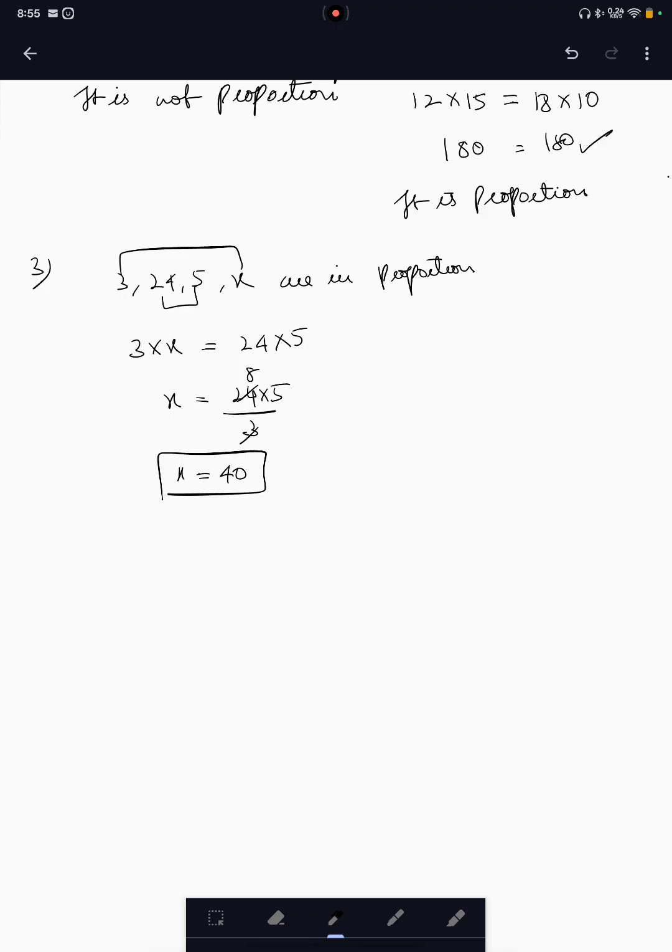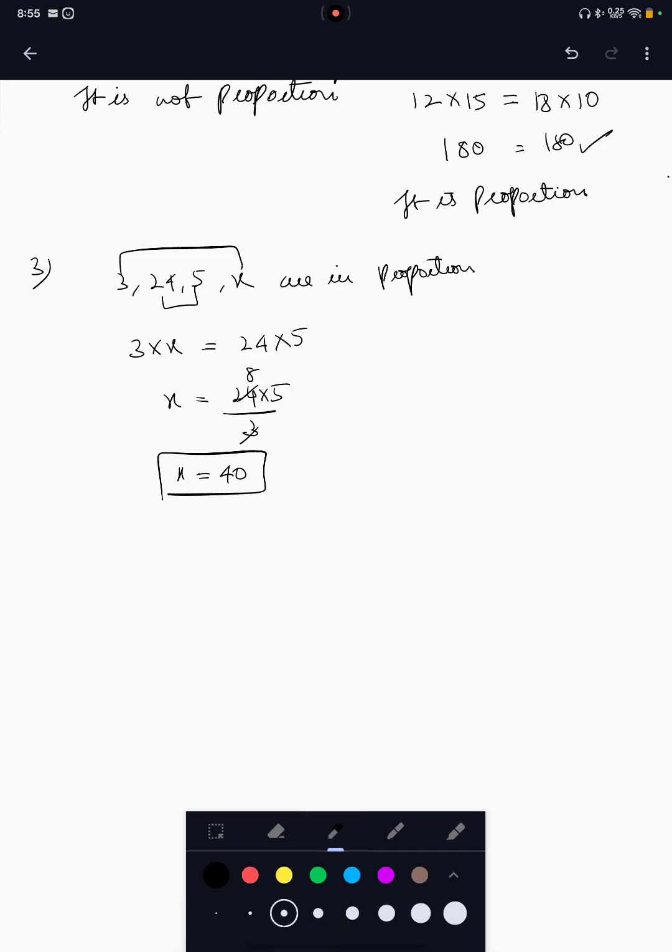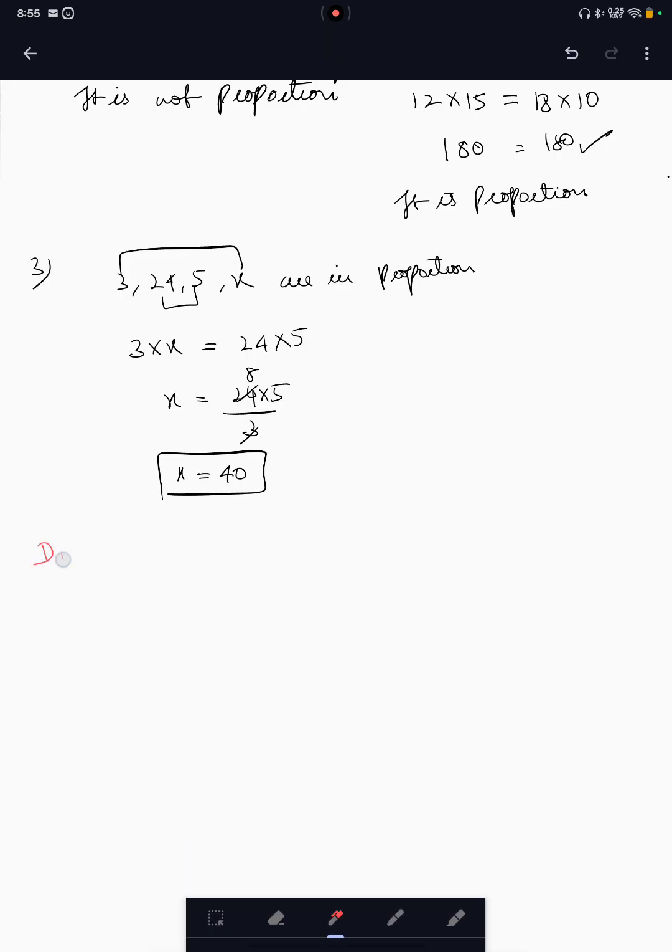And first, one more thing, it will be proportions. If I start, I have to tell this: direct proportion and indirect proportion. Direct proportion means what? It's very easy. See, I will tell you.